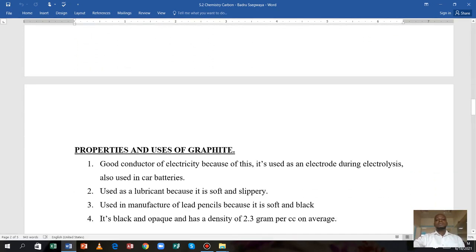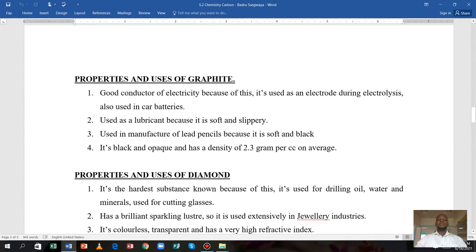So, having looked at the crystalline forms of carbon, diamond and graphite, we can look at their uses. Graphite is a good conductor of electricity, and for that reason, it is used as an electrode during electrolysis, and it is also used in car batteries. The reason is it possesses delocalized or freely moving electrons.